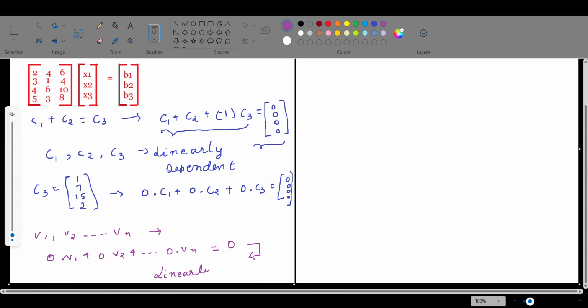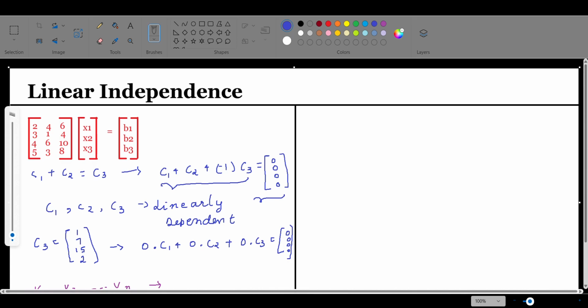Another thing to note over here is this, that these vectors, this sequence of vectors, could be anything. It's not necessary that they are columns of a matrix. They could be any set of vectors. Okay, so they are linearly independent only in this case. This is the only case in which they should combine and give you 0.